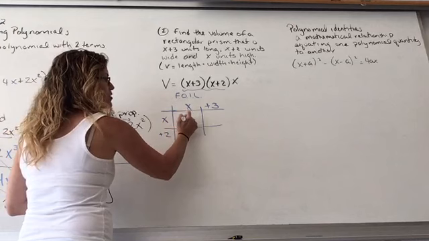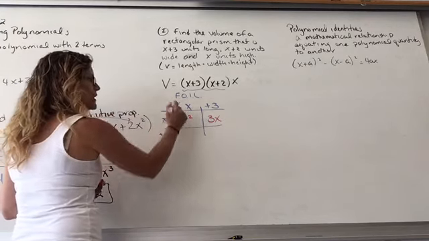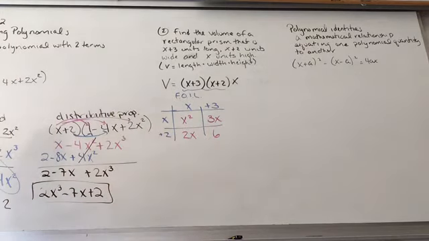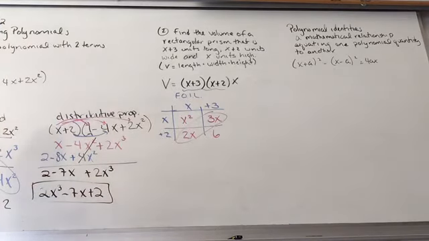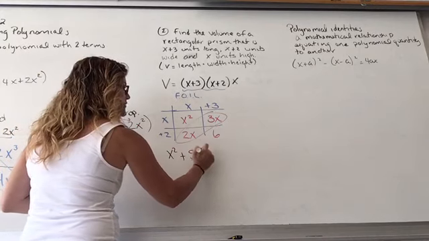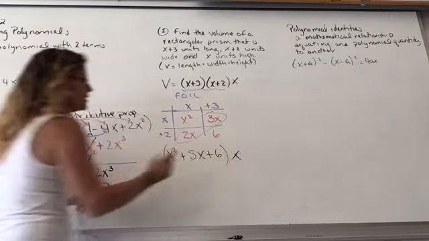And we're going to multiply. X times x is x squared. X times 3 is 3x. 2 times x is 2x. 2 times 3 is 6. I'm going to combine my like terms and write everything else down. So x squared plus 5x plus 6. Now you have to remember, you still have that x out there.